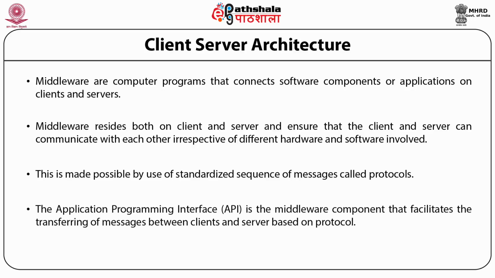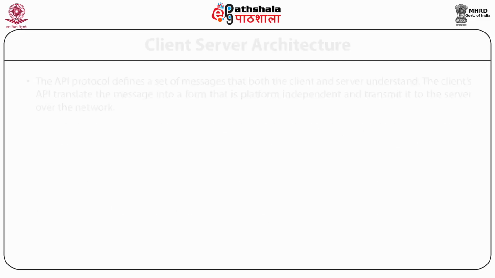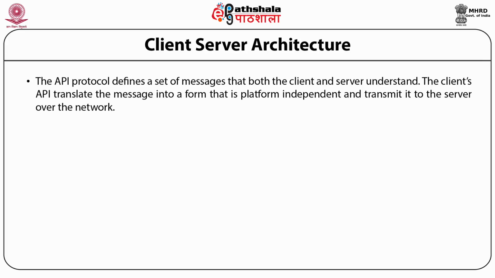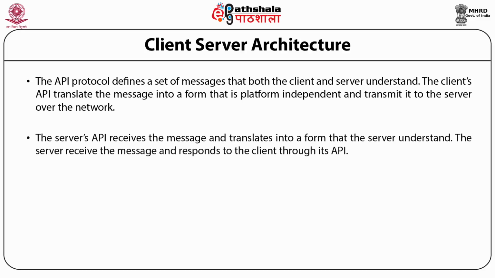The application programming interface, the API, is the middleware component that facilitates the transferring of messages between clients and server based on the decided protocol. The API protocol defines a set of messages that both the client and server understand. The client's API translates the message into a form that is platform independent and transmits it to the server over the network. The server's API receives the messages and translates them into a form that the server can understand. The server receives the messages and responds to the client through its API.